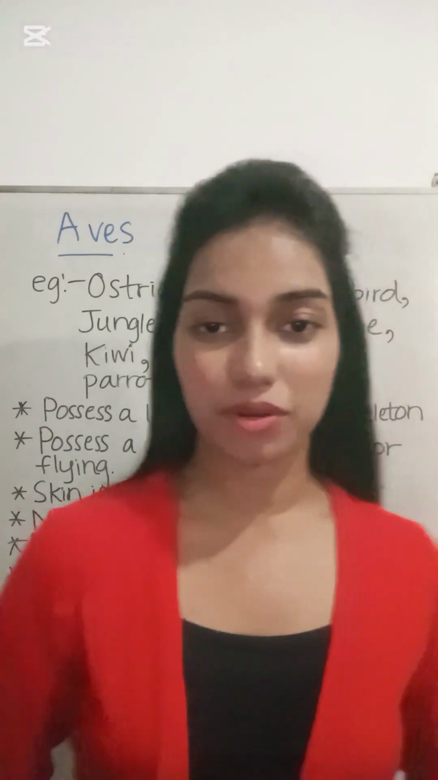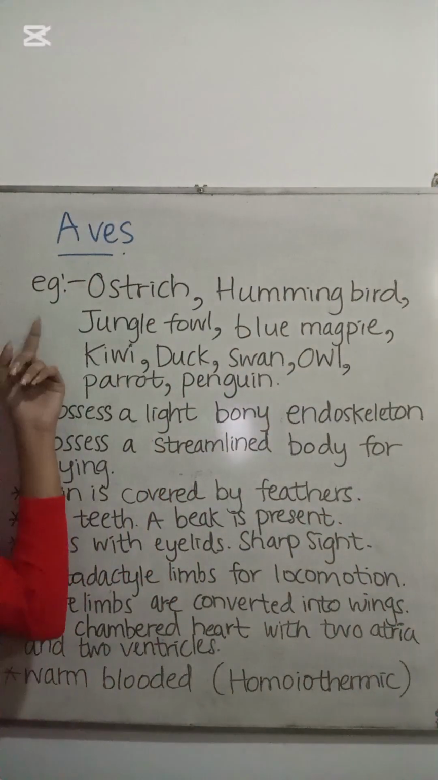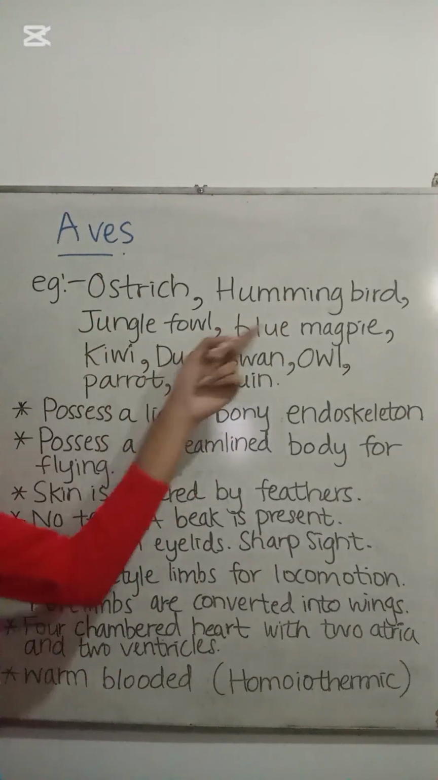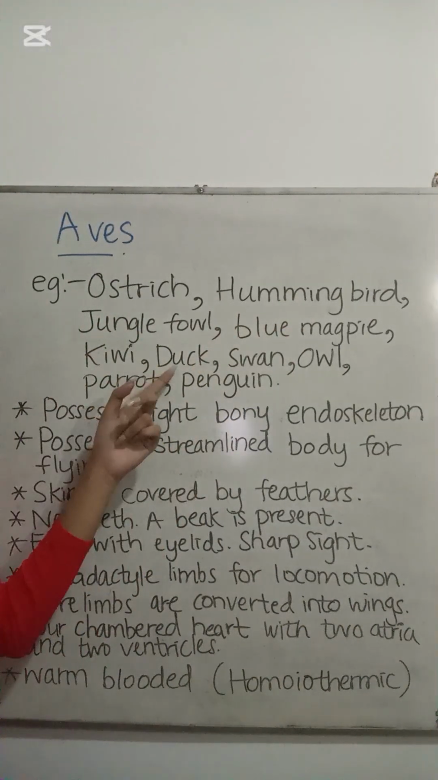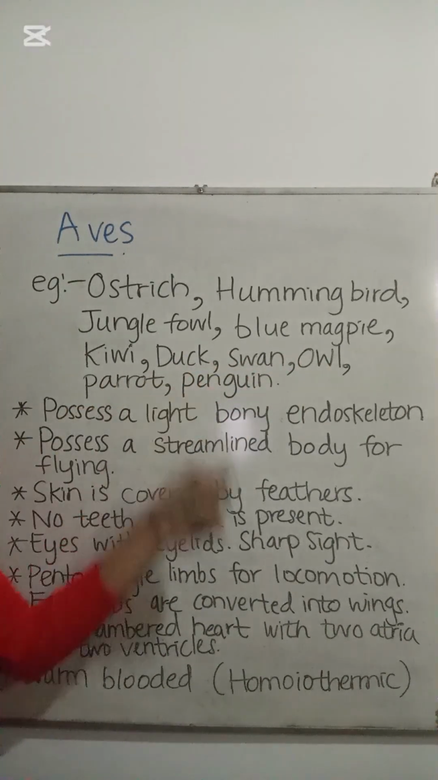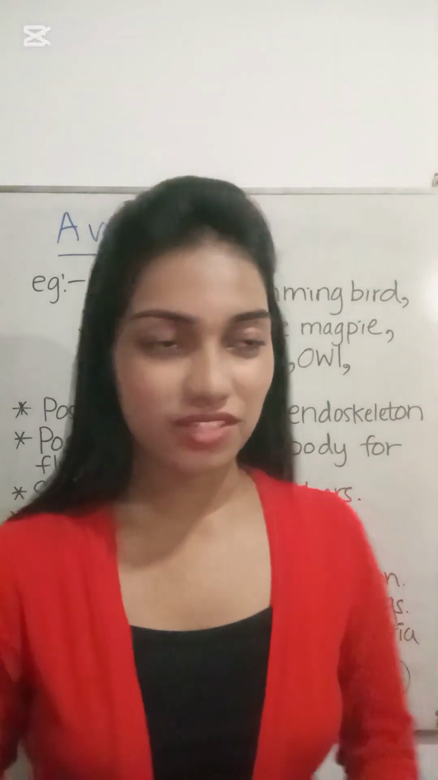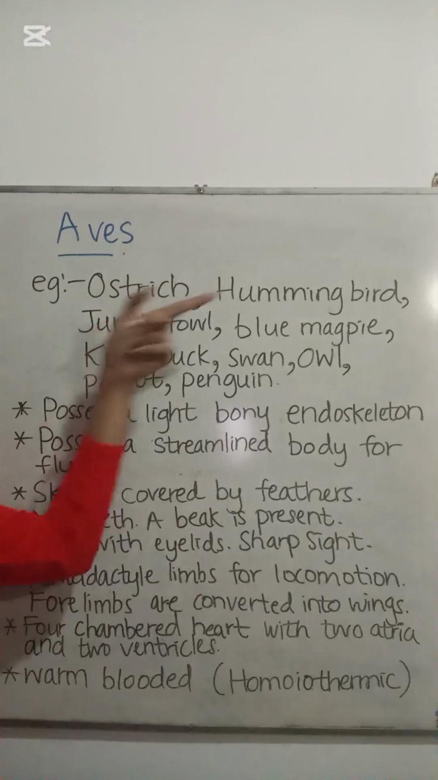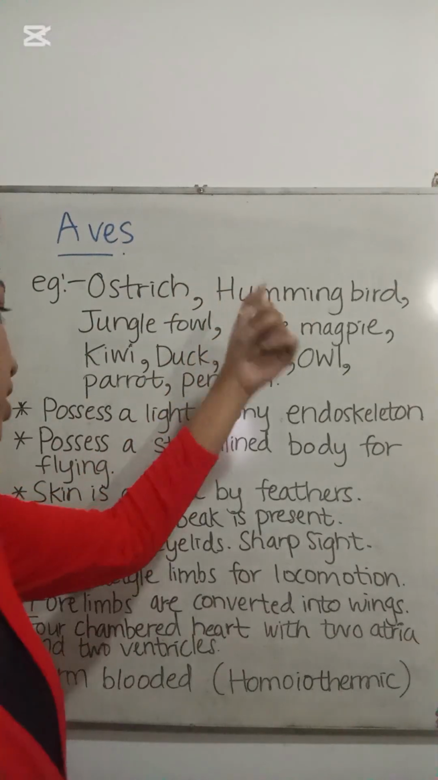Next, we are going to talk about the aves. Examples: ostrich, hummingbird, jungle fowl, blue magpie, kiwi, duck, swan, owl, parrot, and penguin. Can you guess who are in this group? The birds, right? And the ostrich is the largest bird and the hummingbird is the smallest bird, right?